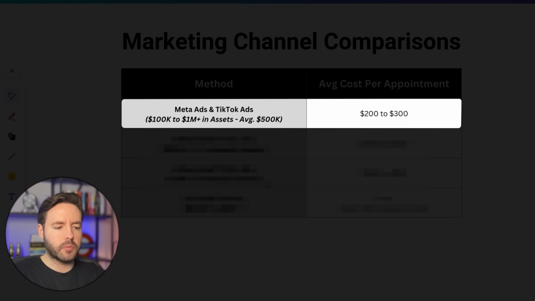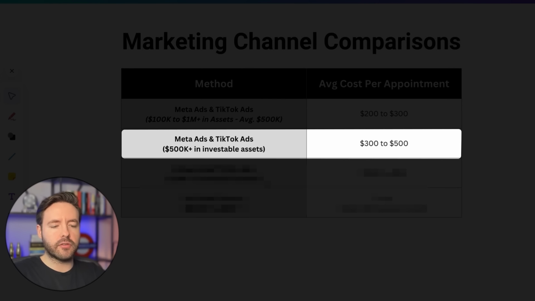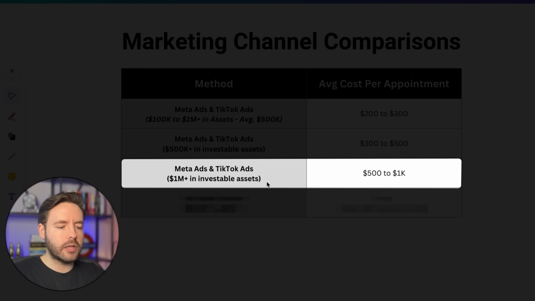But from running Meta ads or TikTok ads, or both of them together, what we typically see as the average cost per appointment with someone that has 100K to 1 million or more in investable assets, with 500K being the average, is that they are paying on average $200 to $300 per appointment. Now, if you want to only target people that have over $500,000 or more in investable assets, we typically see the cost per appointment jump up a little bit more to $300 to $500 per appointment. And if you want to go even higher and only target people that have over $1 million in investable assets, then the cost per appointment is typically $500 to $1,000. And all of these are based on stats when targeting people nationwide.